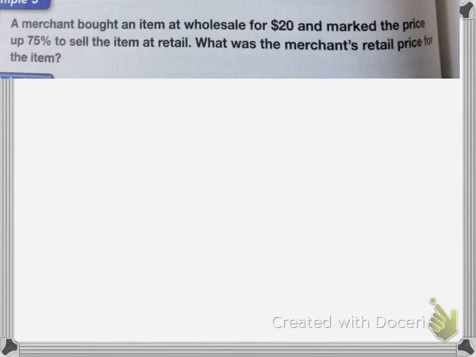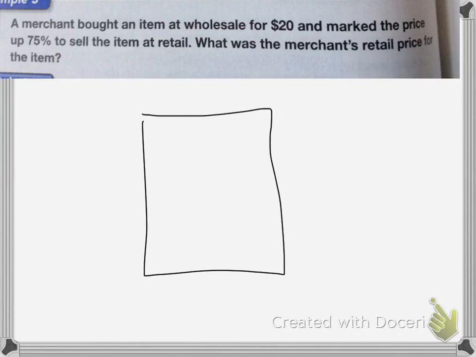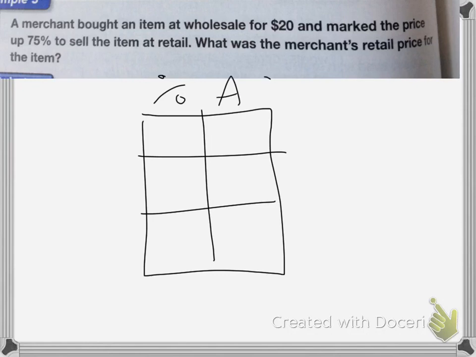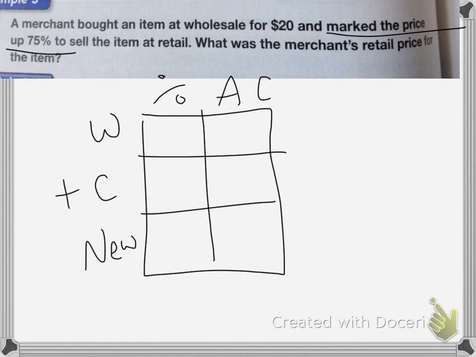This last one: a merchant bought an item at wholesale for $20 and marked the price up 75% to sell the item at retail. What was the merchant's retail price for the item? So draw your ratio box, percent, actual count. We have our original wholesale amount, so we're going to put W with a plus change because he's marking it up, marked up the price 75%. And then my new price.